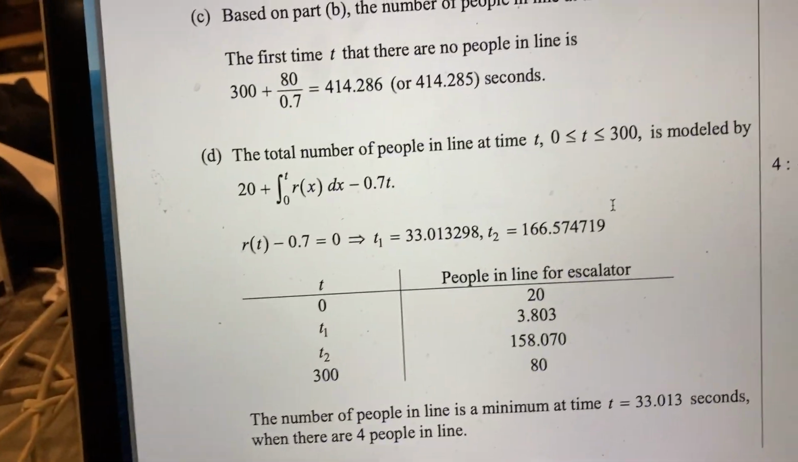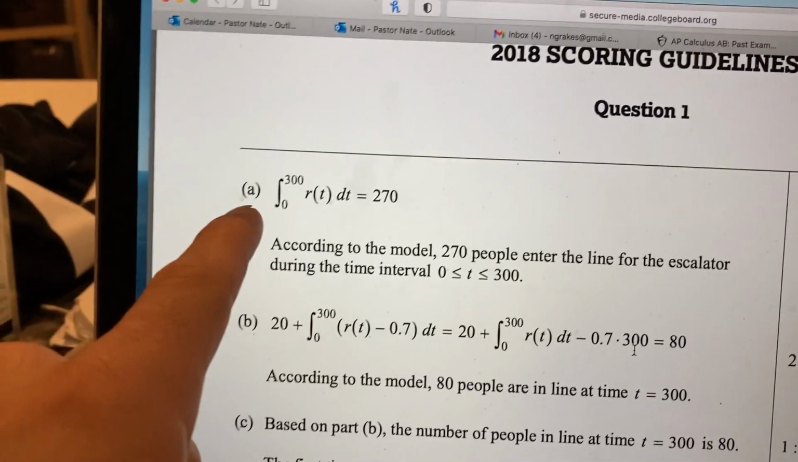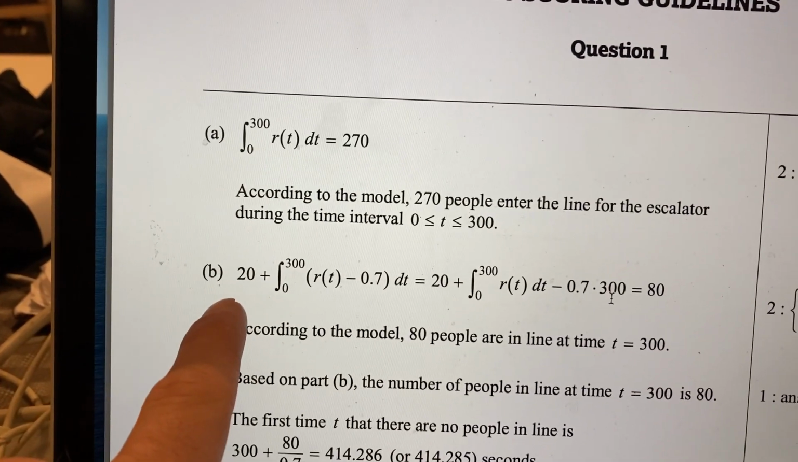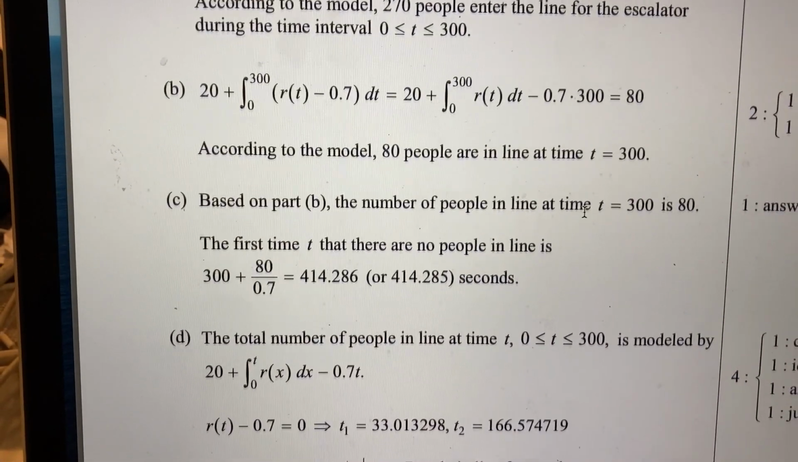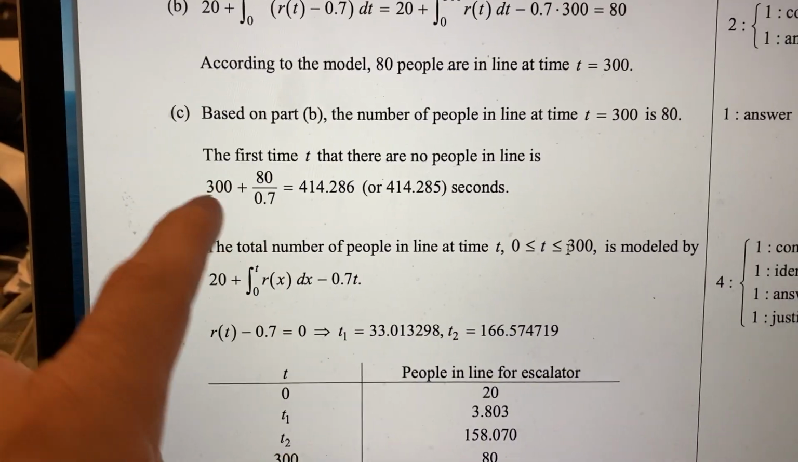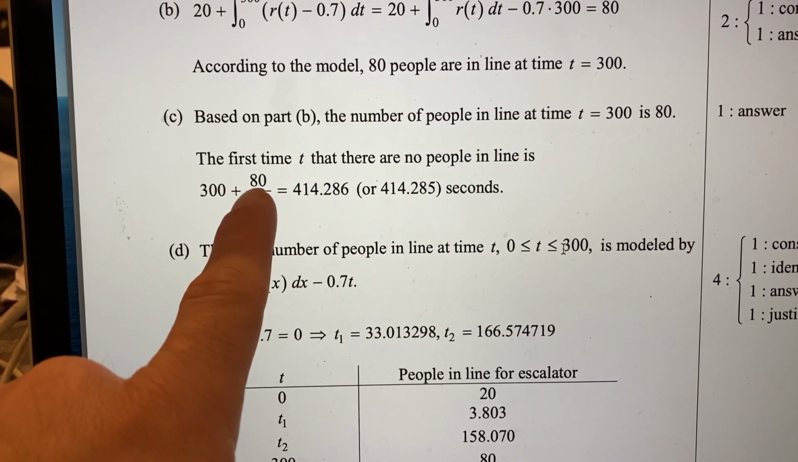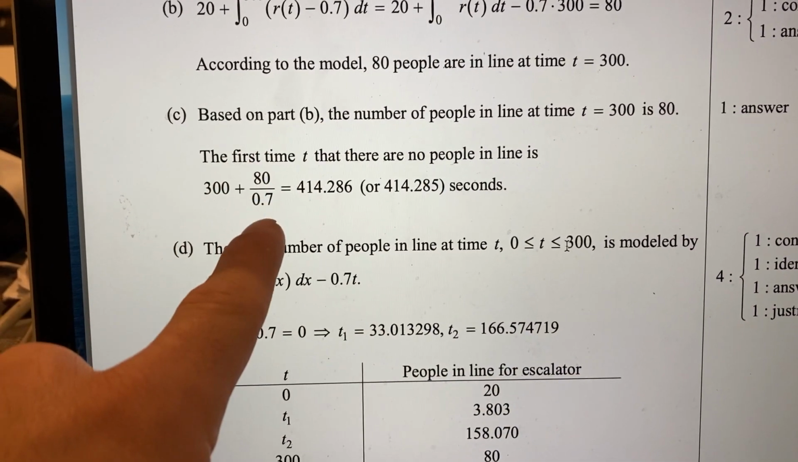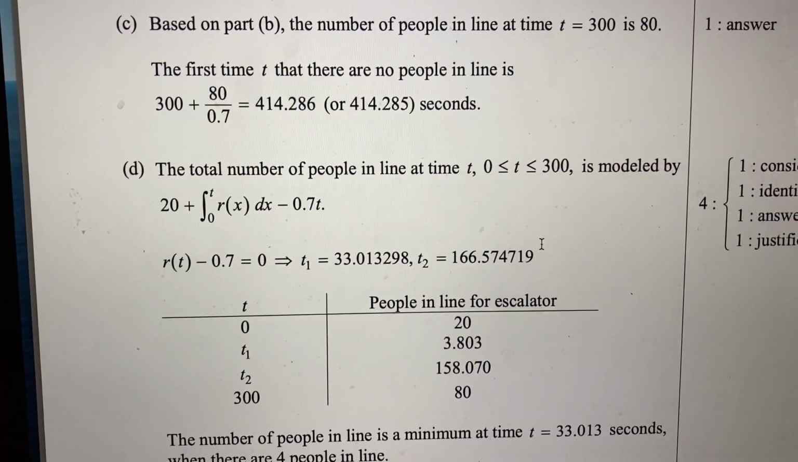Okay. All right. Got it. Beautiful. I don't know if I said add 20, but hopefully. So we had 80 people in line. They leave at that rate, so it's just that many seconds. Done.